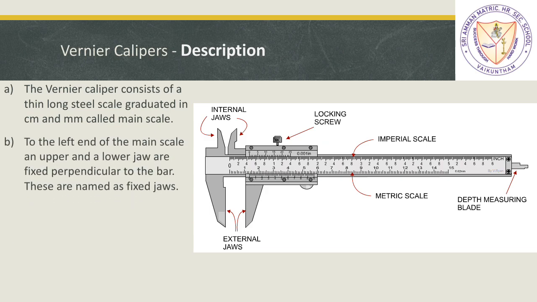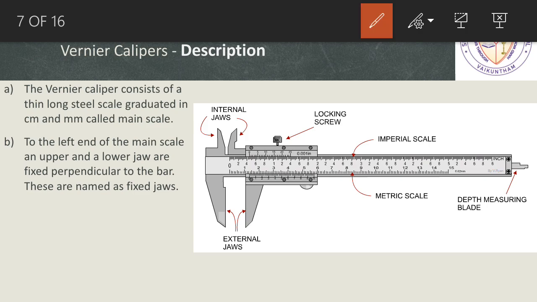The two ends of the main scale, an upper and the lower jaw, are fixed perpendicular to this bar. So you can see there is a lower one and the upper one. They are fixed to this main scale, the steel scale which is in between. So they are called fixed jaws because it looks like jaws. That's why it is called jaws. They are fixed jaws because they are fixed to the steel scale.